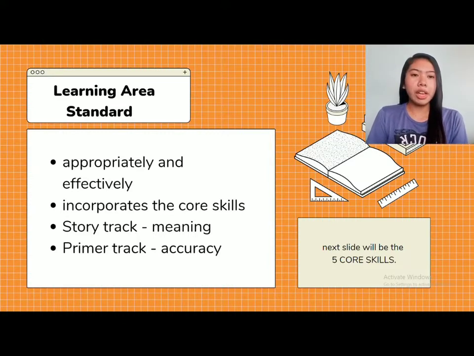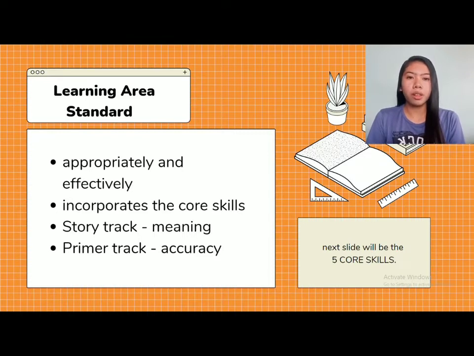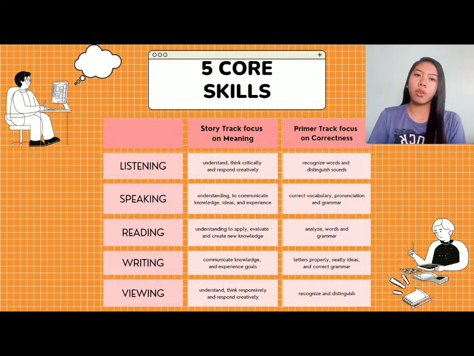So the learning area standard states that the mother tongue should be used appropriately and effectively in order for the student to be able to do at a specific stage of their education, including learning of other content subjects and languages. It also incorporates the 5 core skills. It focuses, in the teaching for the story track, on meaning, while the primary track focuses on accuracy or correctness. Now let's proceed to the 5 core skills.